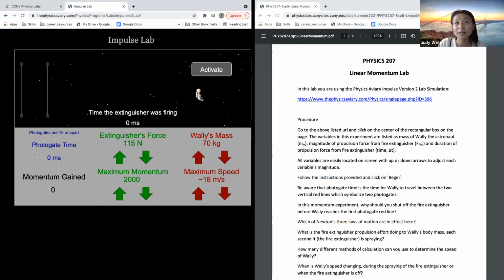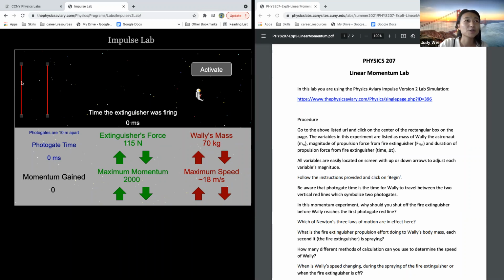Wally is the astronaut's name. So Wally's mass. Let's say if Wally is heavier, then with a similar external force, the acceleration will be smaller because it really depends on the mass. We know F equals ma, right? So this is basically this part. You can adjust the extinguisher's force and Wally's mass.